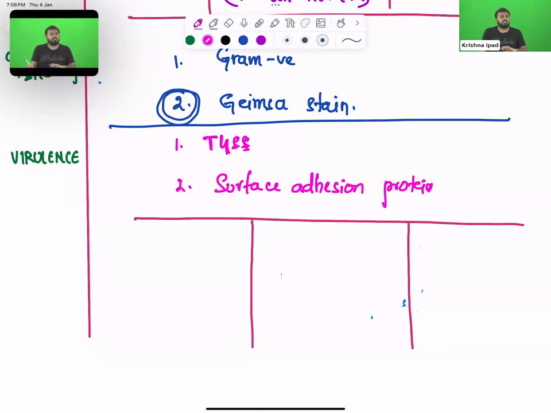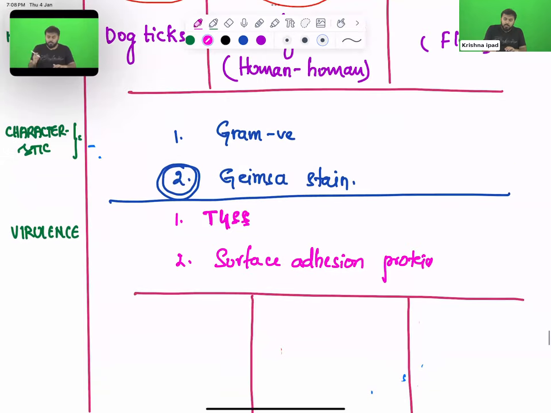What do you mean by surface adhesion proteins? For example, let us say this is a host cell. Clear? Let us say this is that virulent organism over here.